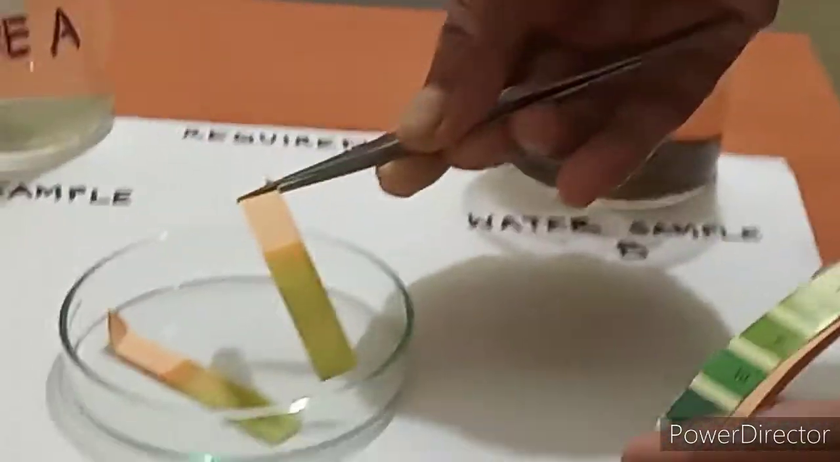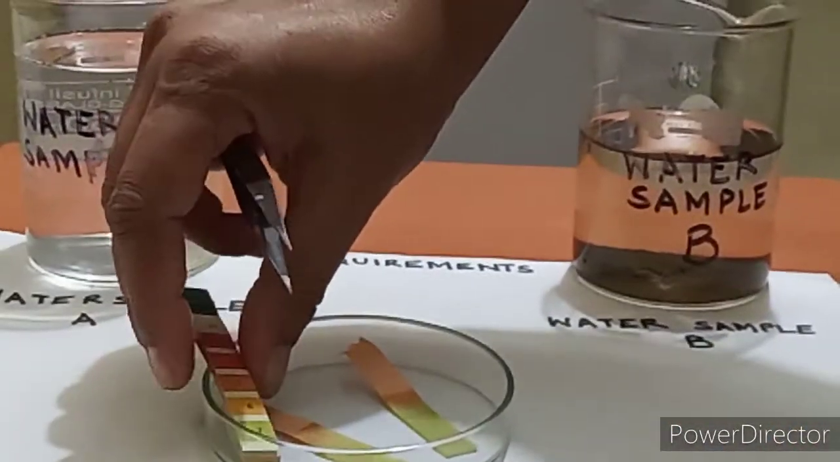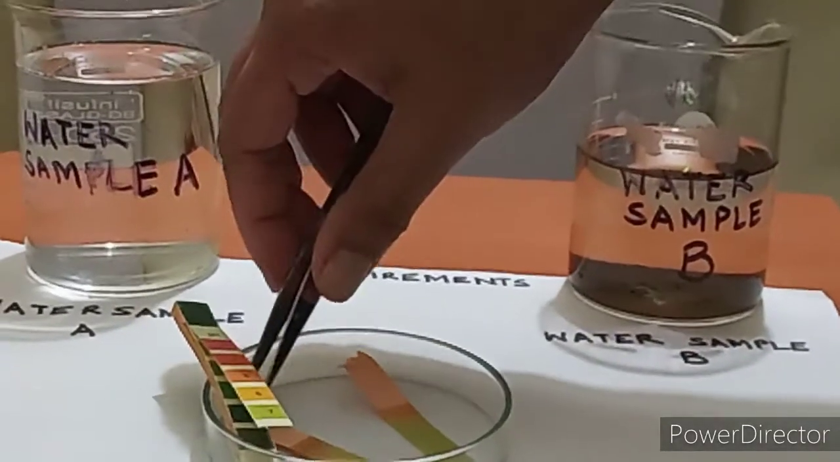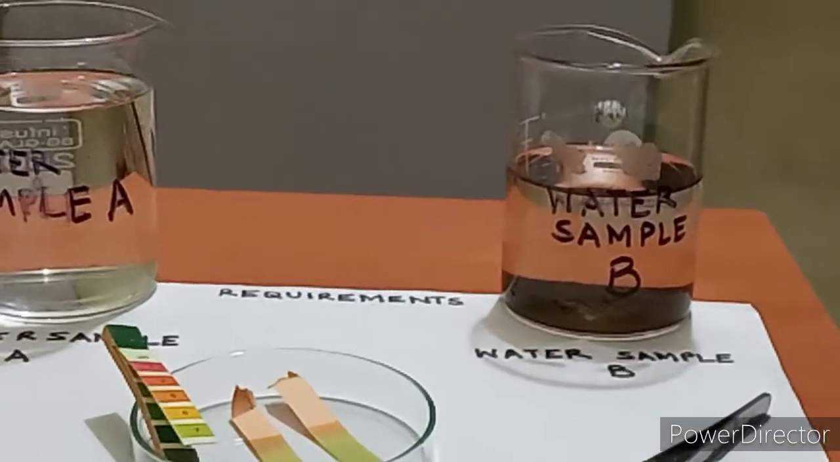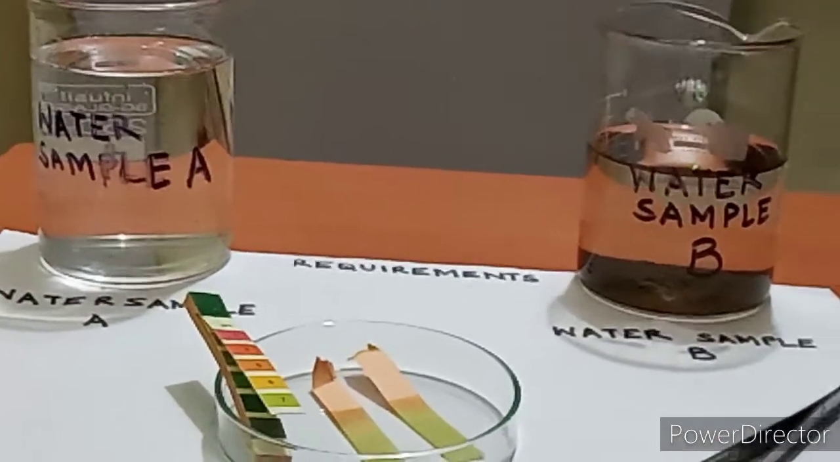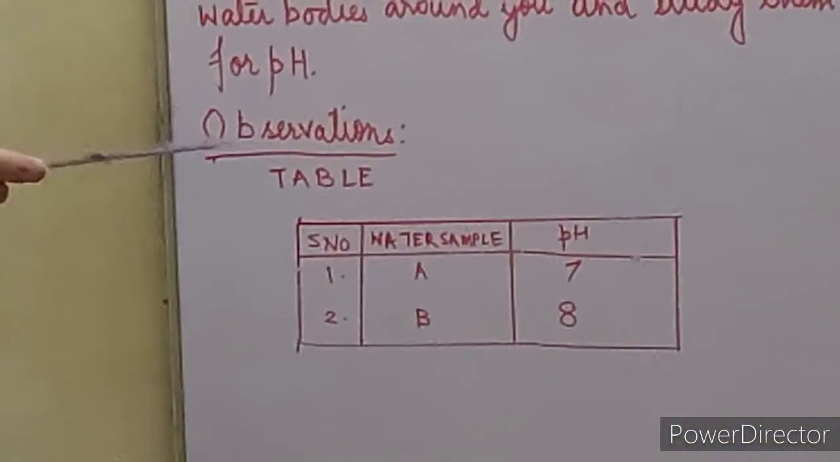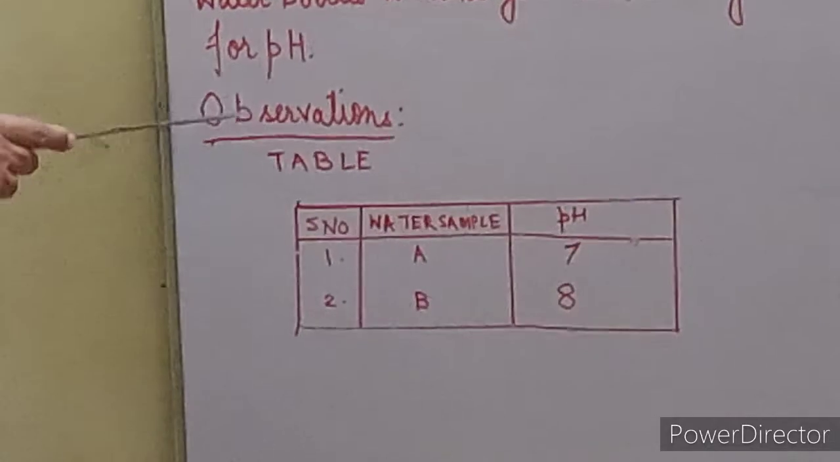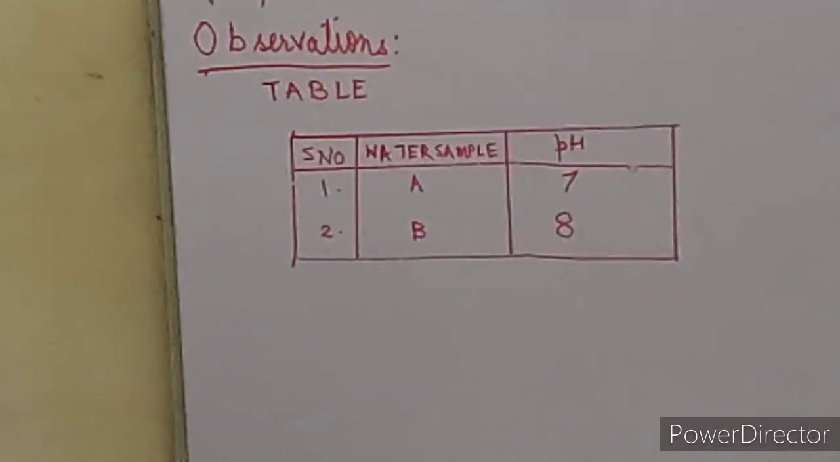So this way, children, we have tested the pH of the two water samples which are collected from two different sites. Now, how are you going to record the observations of this particular experiment? So, this is how we are going to record the observations. This is the observation table for recording the pH of that particular water sample.